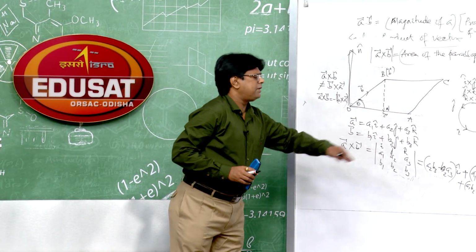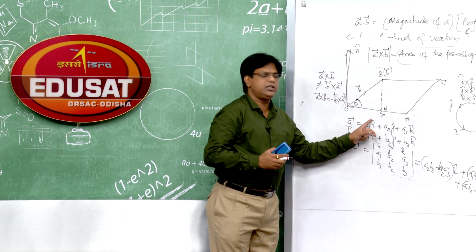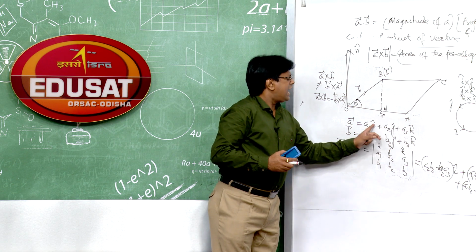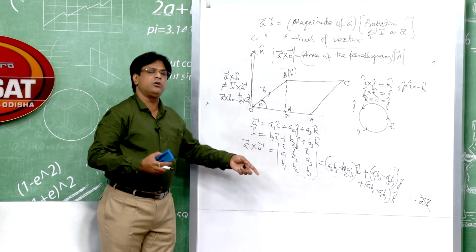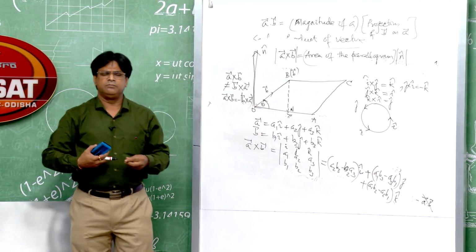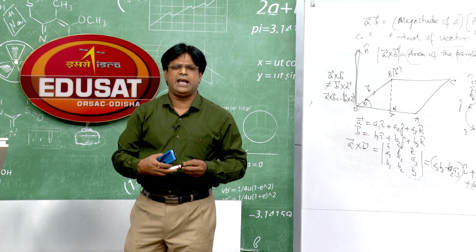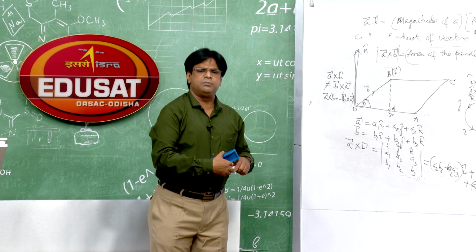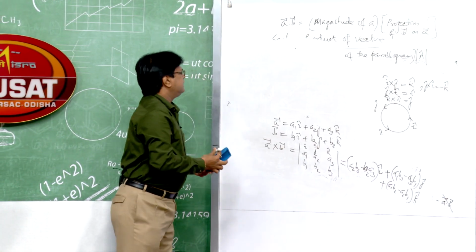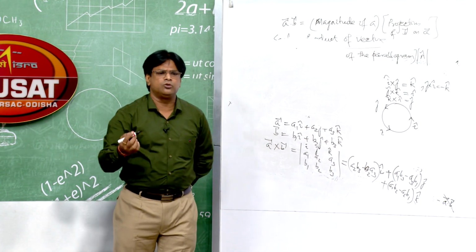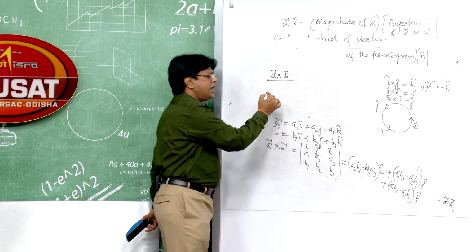We can also find it by multiplying: i cross i becomes 0, i cross j becomes k, i cross k becomes minus j. In this way also you can find out A cross B. Then come to the unit vector perpendicular, or normal, to both the non-zero vectors A and B, given by A cross B by the magnitude of A cross B. Suppose we have to find the unit normal vector to both A and B. So, A cross B by the magnitude of A cross B.